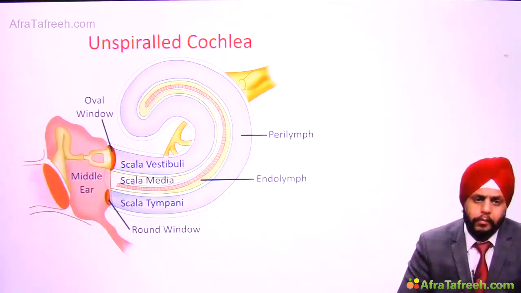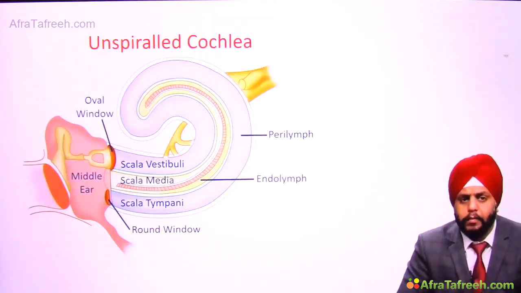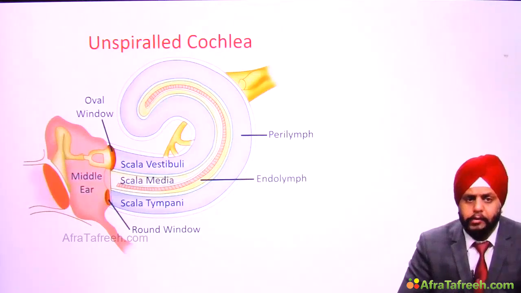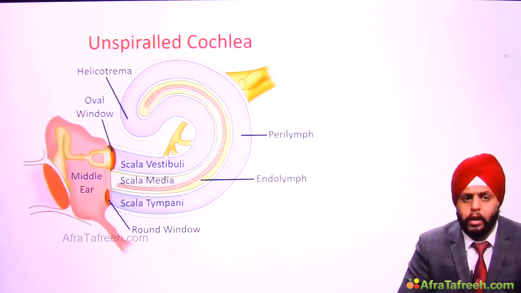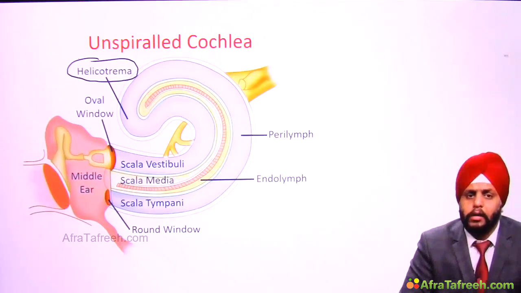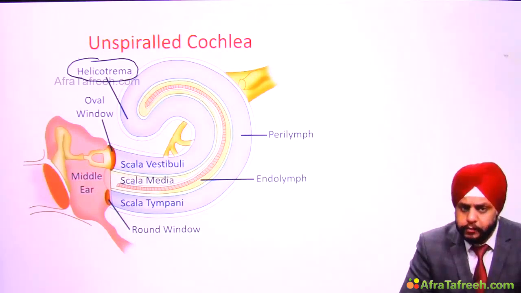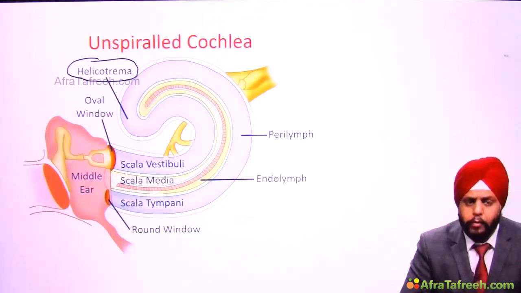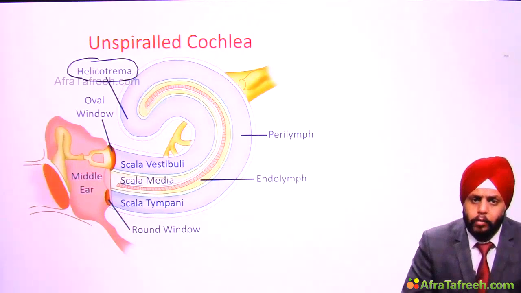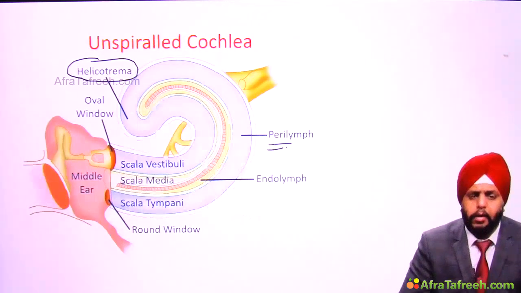Now if you notice, the scala vestibuli and the scala tympani, both of them are communicating with each other at the apex, and there is an opening at the apex which we call the helicotrema. So helicotrema is a place at the apex of the cochlea where the scala vestibuli and scala tympani, both of them, meet with each other. Okay, both of them communicate with each other, so that is why both of them have the same fluid, that is the perilymph. Okay, now let's draw a diagram.